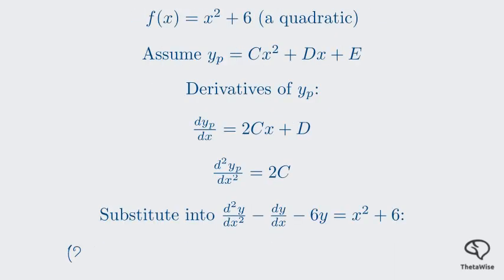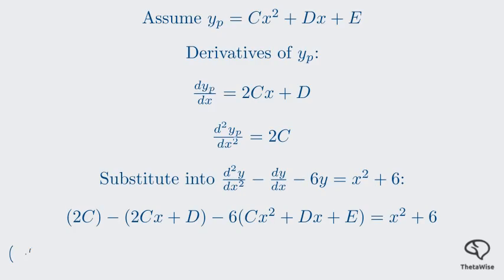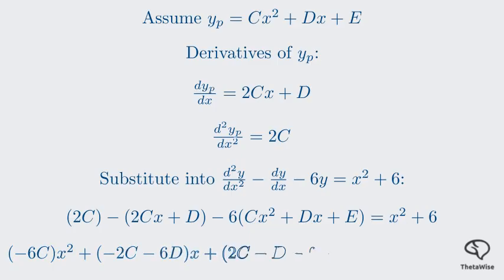Substituting gives us 2c minus the quantity 2cx plus d, minus 6 times the quantity cx squared plus dx plus e, and all of this equals x squared plus 6. Expanding and collecting like terms, we get negative 6cx squared plus negative 2c minus 6dx plus 2c minus d minus 6e. This must equal 1x squared plus 0x plus 6.